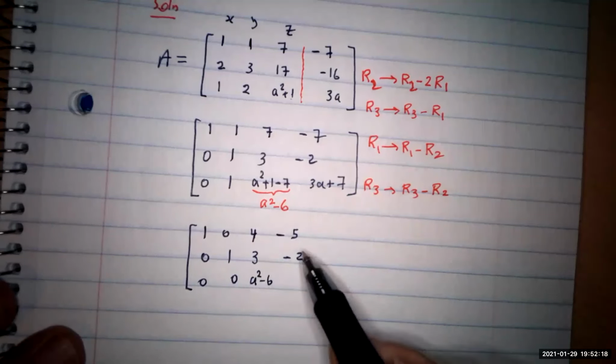If you simplify it, that gives you 1, 0, 4, negative 5. In the second row, we get 0, 1, 3, negative 2. And over here, you get 0, 0. This is going to be a squared minus 9, and this is going to be 3a plus 9. So that gives you the system.